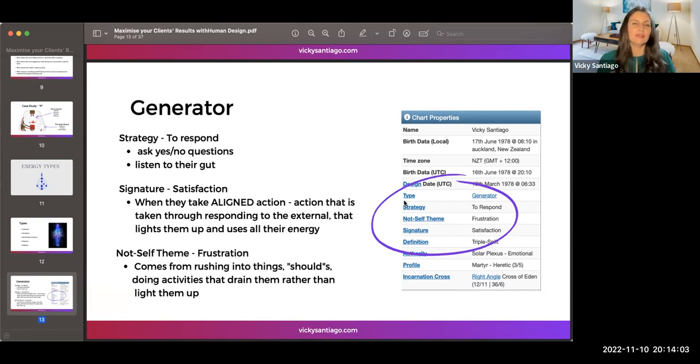The not-self theme is frustration, which means if someone's feeling frustrated, like a client, you say, oh, how's this making you feel? They say, oh, I'm feeling frustrated. Well, then you've got a clue there that they're acting out of alignment with their true self. Maybe they're rushing into something. Maybe they're getting stuck making decisions up here, doing things that they feel they should, choosing activities that drain them rather than things that light them up. So a generator's role in the world to live up to their full potential is to just do the things that light them up and make them feel good.